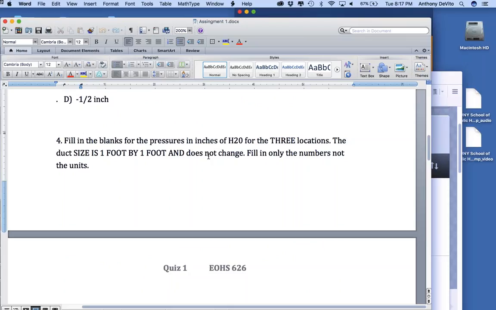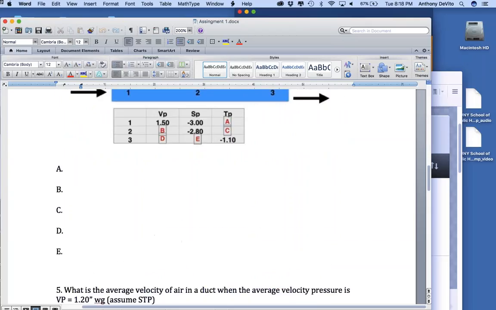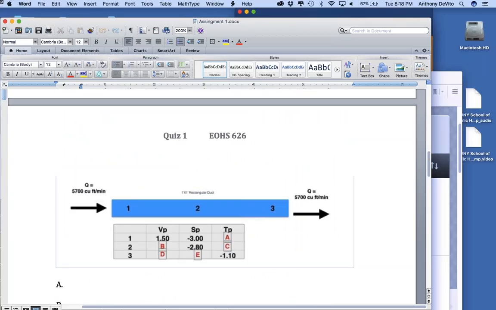Fill in the blanks for the pressure inches at the relocation. The duct size is 1 foot by 1 foot and does not change. Why is it relevant that it doesn't change? The velocity pressure stays the same throughout, right? Because the same quantity of air coming in is going out, so the velocity of air going through there is never changing. So the velocity pressure is going to be 1.5. B and D are going to be 1.5, right?